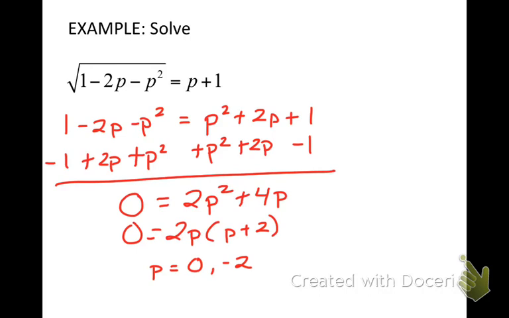Let's quickly check 0, just to make sure I don't end up with no solution. So if I plug in zeros everywhere, I would just be left with a square root of 1, which is 1. 0 plus 1 is 1, and 1 does equal 1. So 0 is my solution.